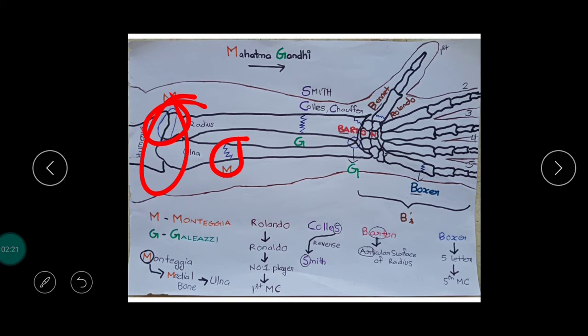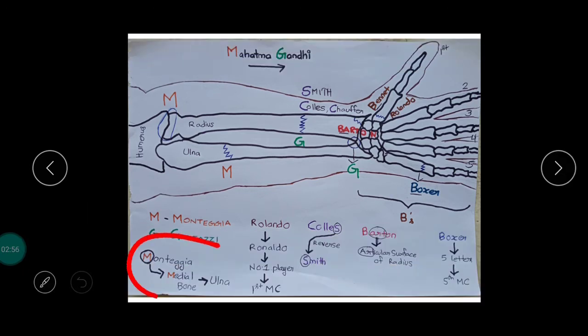Okay, next. Some of you may have a doubt about how to remember whether the Monteggia fracture is in the ulna or in the radius, because it could be in the proximal ulna or in the proximal radius, right? To remember that, Monteggia fracture starts with M, and the medial bone, as we all know, is the ulna, which also starts with M. So M for Monteggia, M for medial bone, that is ulna. This is how you can remember the Monteggia fracture.